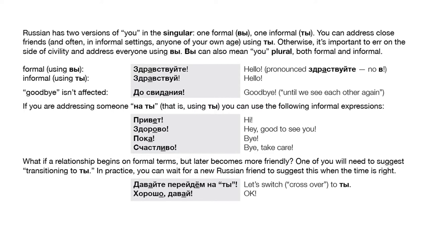So compare these two forms. Здравствуйте, that's formal, meaning hey you, polite, be healthy, здравствуйте. And the informal version without the те is simply здравствуй. Okay, so we'll talk a lot more about this later. For now, let's just practice these two phrases. Repeat. Повторите, пожалуйста. Здравствуйте. And informal, the ты version of this expression. Здравствуй.